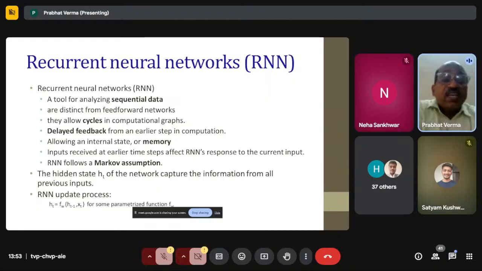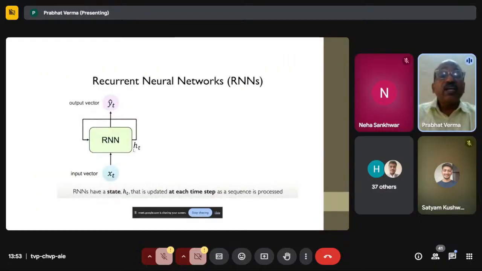That is, we can update ht. How can we update ht? With the help of a function with weights W, dependent on ht minus 1 comma xt. So the new ht of the current state will be a function of the previous state ht minus 1 and the present input xt. This way we can update ht.